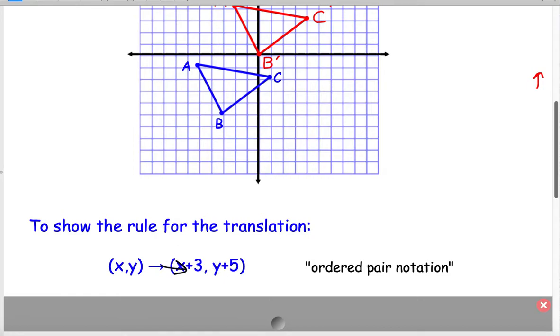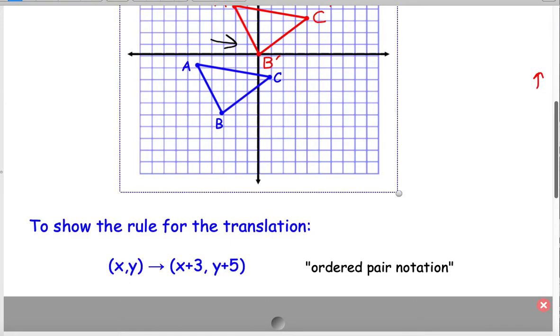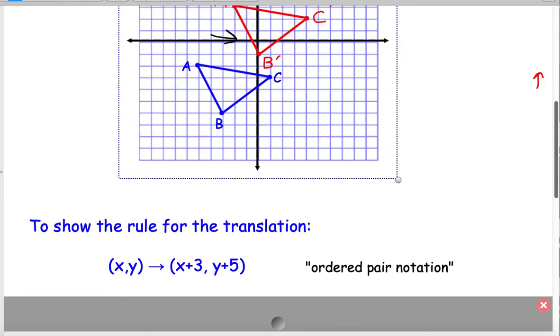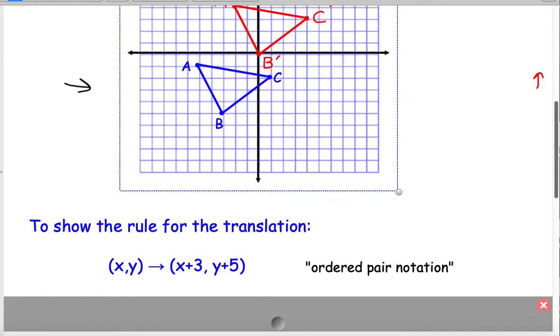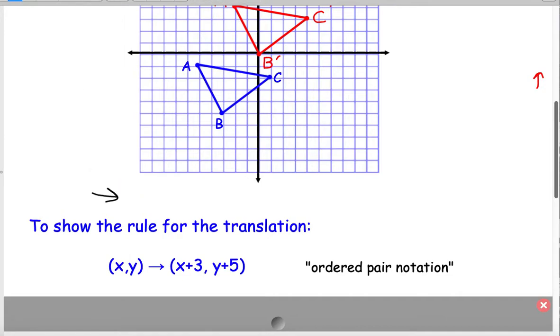and that's going to explain what we did. So since in this picture I moved each point 3 units to the right, that's 3 in the positive x direction. So our x number is increasing by 3, so we're going to write x plus 3. And then after we moved 3, in the y direction we went up 5, 1, 2, 3, 4, 5. Oops, just moved my whole graph. There we go. 1, 2, 3, 4, 5. And so we're going to write y plus 5.